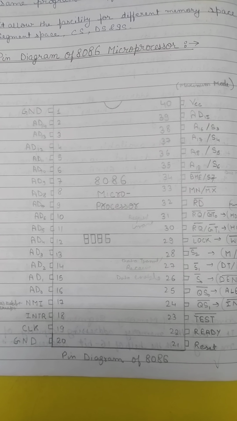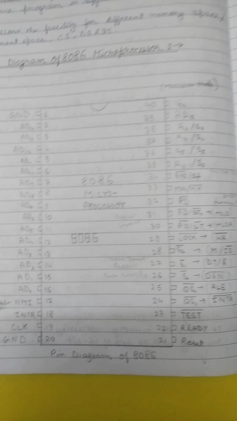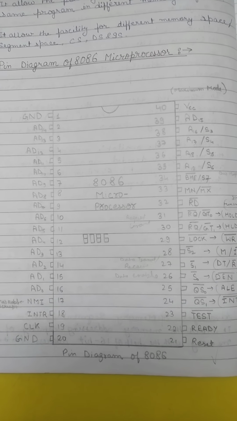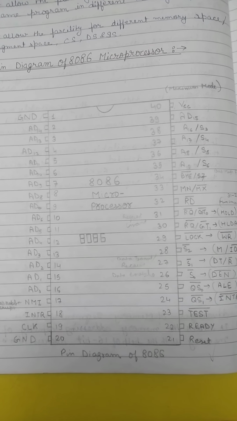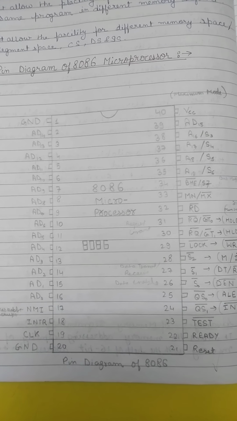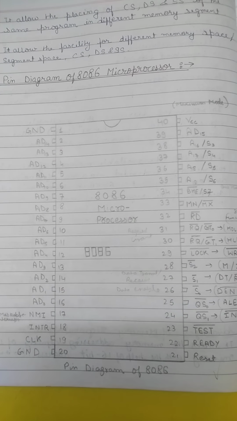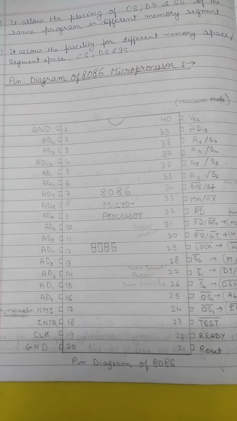Students, now we will discuss the pin diagram of the 8086 microprocessor. As we know, 8086 is a 40 pin IC similar to 8085, and it operates on three different frequencies of 5 MHz, 8 MHz and 10 MHz. It can be operated in two different modes, minimum mode and maximum mode.